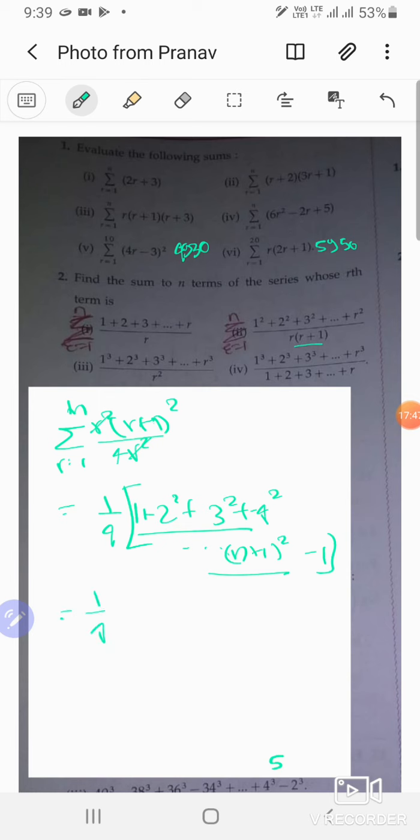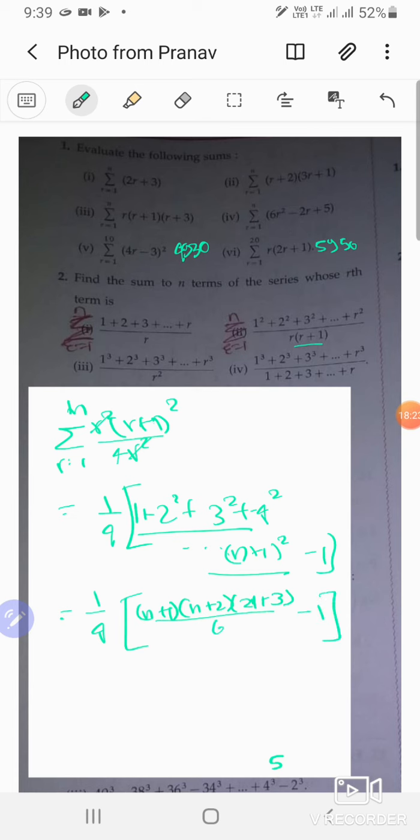We know what that thing is supposed to be: n into n plus 1 into 2n plus 1 upon 6, but instead of n we will have n plus 1. So you will have n plus 1 into n plus 2, and then 2 times n plus 1 is 2n plus 2, plus 1 is 2n plus 3, all that upon 6, minus 1. Not a big deal at all.